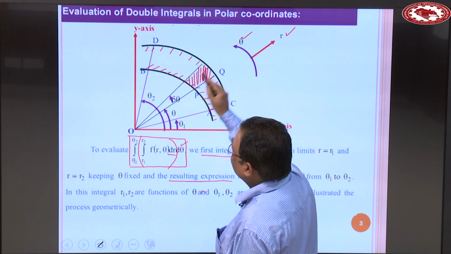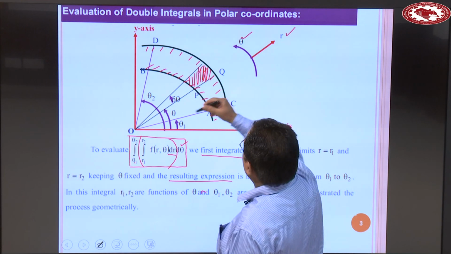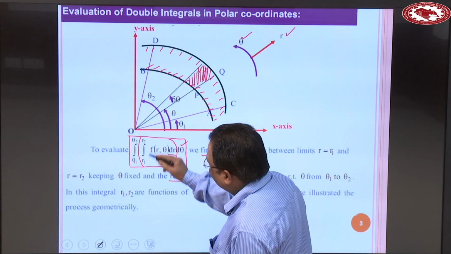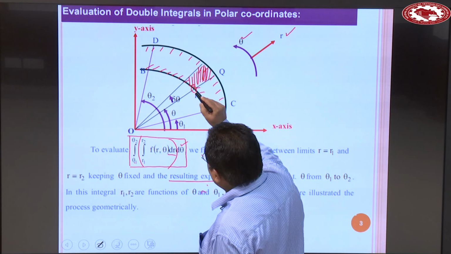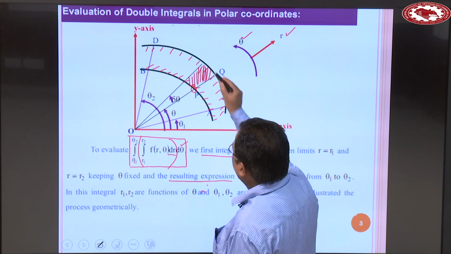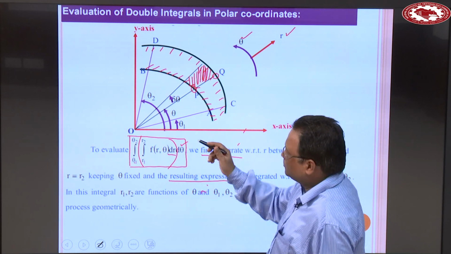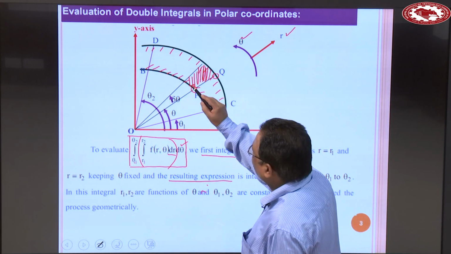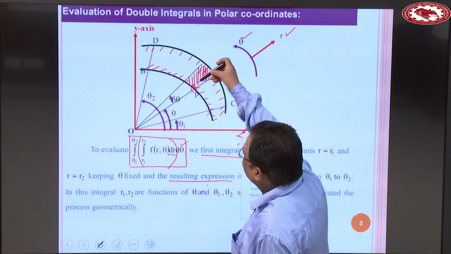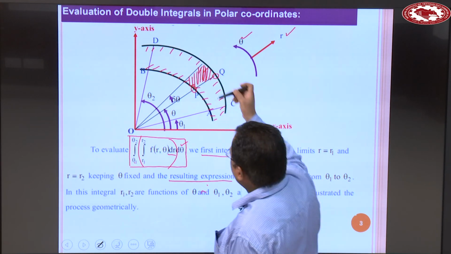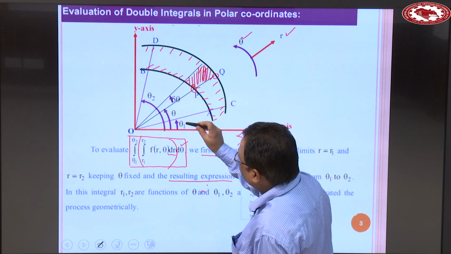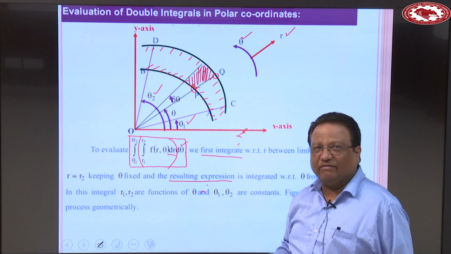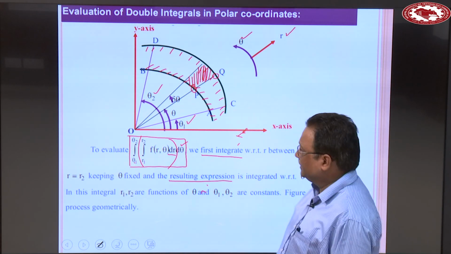So, let us consider one strip, and this strip is towards this r direction. This r1 to r2 means at this point we have this curve r1 and at this point we have this curve r2. So inner integral means integration over this strip, from this point to this point, and then this strip slides from this angle to this angle, meaning AC to BD, theta 1 to theta 2, to cover the whole region of integration.